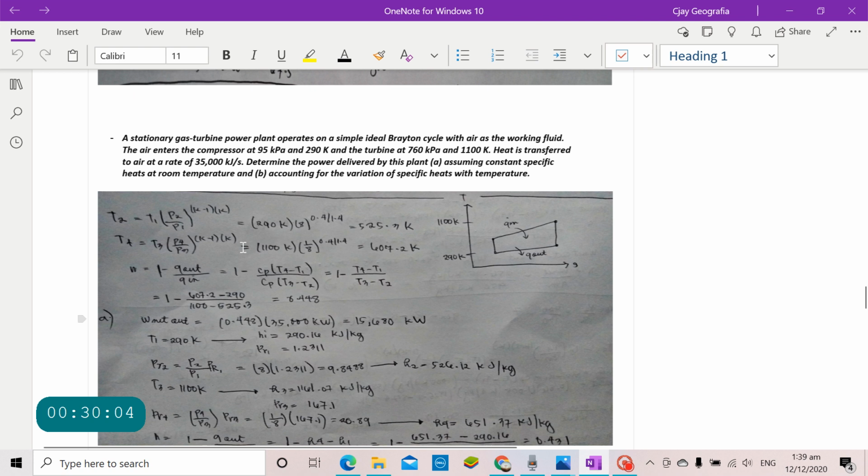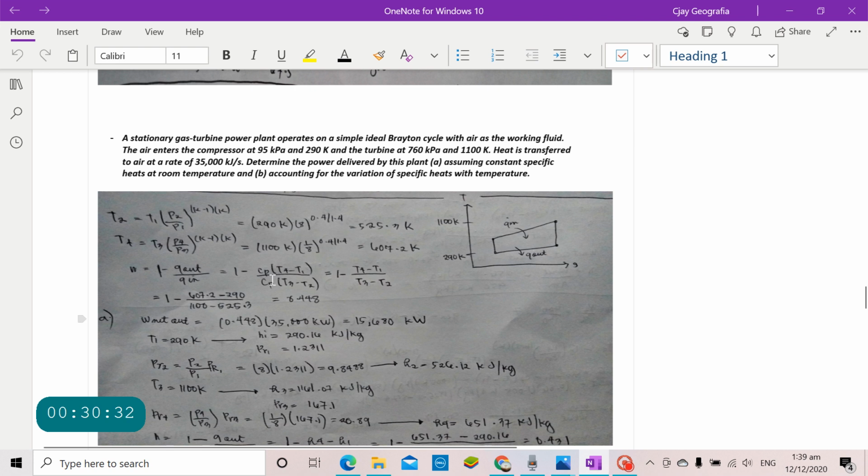I mean P2 over P1 raised to K minus 1 over K, because as you can see there are assumptions here, the specific heat with temperature. So we shouldn't use this K. We have no choice because it is given. So first, this is our diagram to run this diagram here.